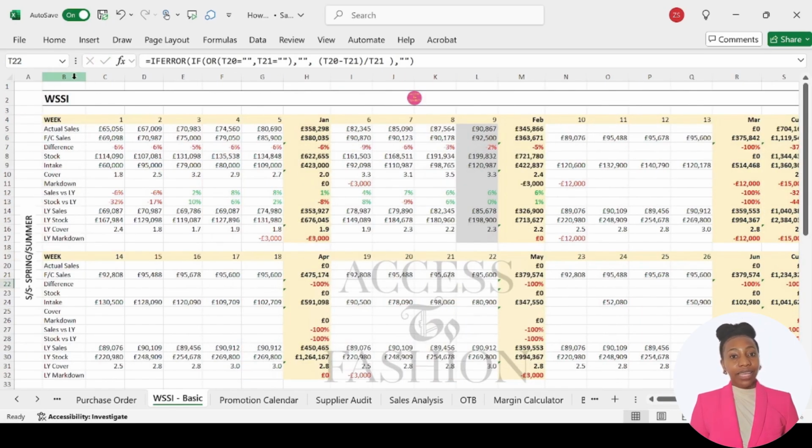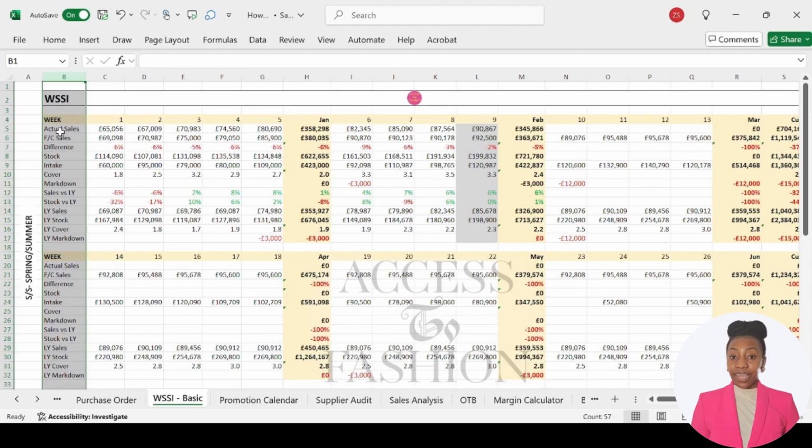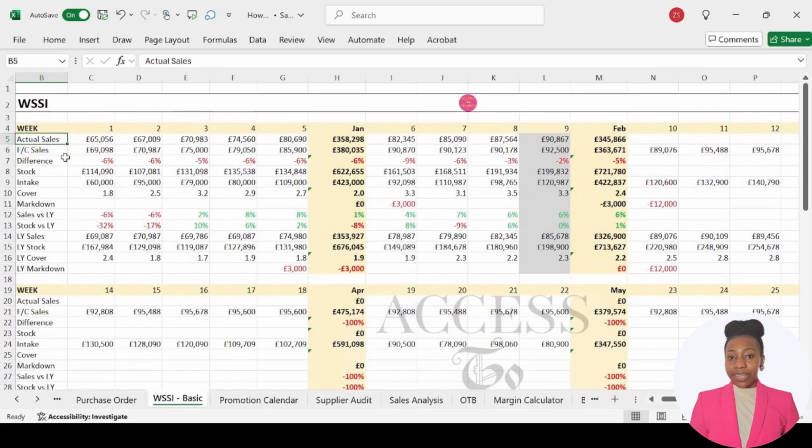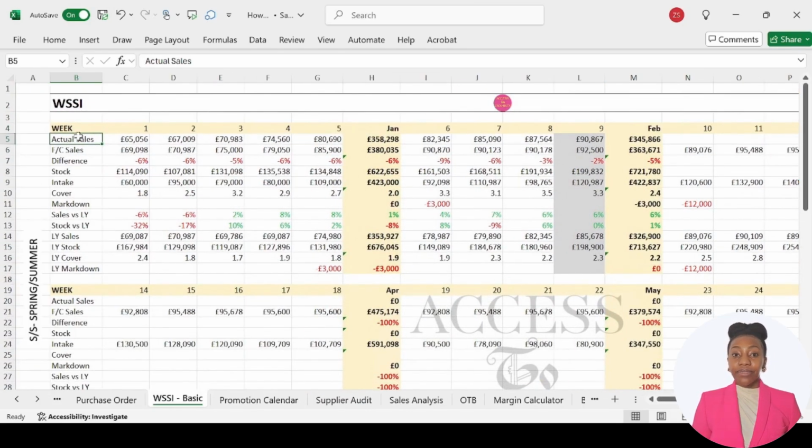So I guess we shall start with the columns here, what each of these mean, and that would help you really begin to read a Wizzy well or understand what's on a Wizzy. So for a start, we have actual sales. I'll zoom in a bit more just to make it a bit clearer. Your actual sales are the sales that have been taken, right?